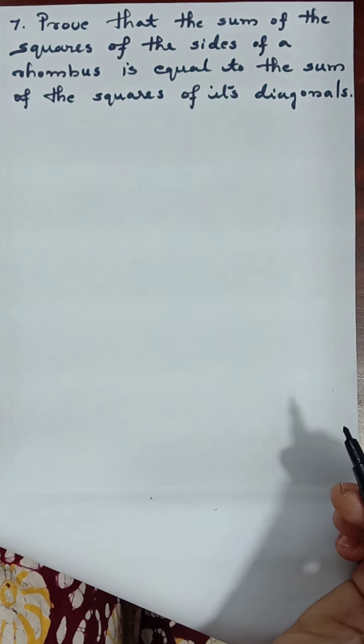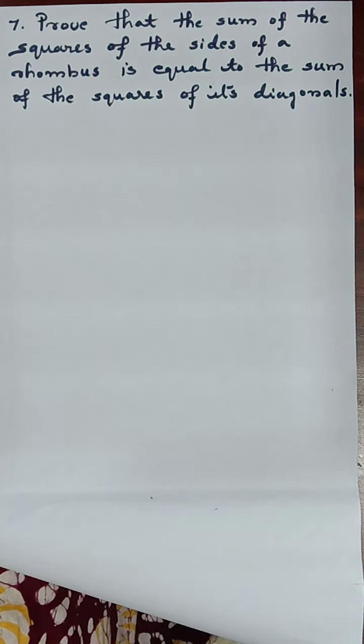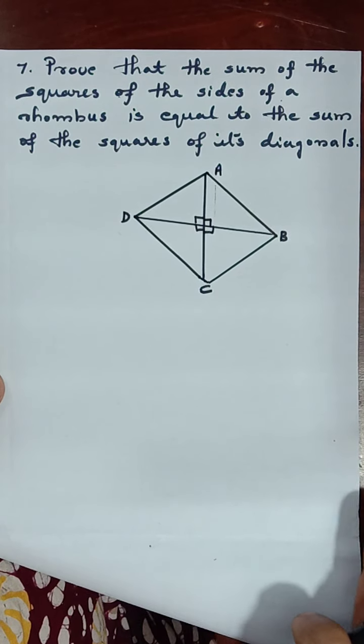Let us come to the last question in today's session. Question number 7. Prove that the sum of the squares of sides of a rhombus is equal to sum of the squares of its diagonal. So, we have to draw a figure. Okay, this is a figure.